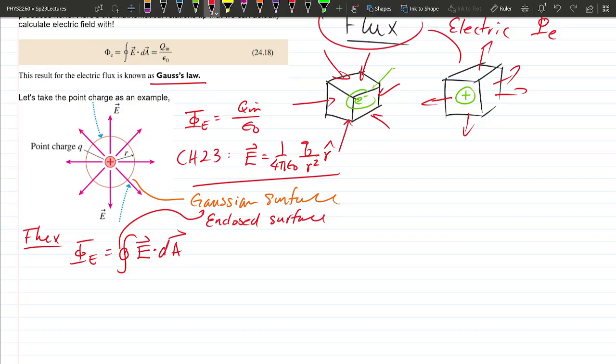Okay, so we have this gnarly equation here. But from the symmetry of the problem, since we have a charge at the center, we expect the magnitude of the electric field to always be the same on that surface. Therefore, the electric field is constant in magnitude, at least, on the Gaussian surface. I'm just going to call it GS.